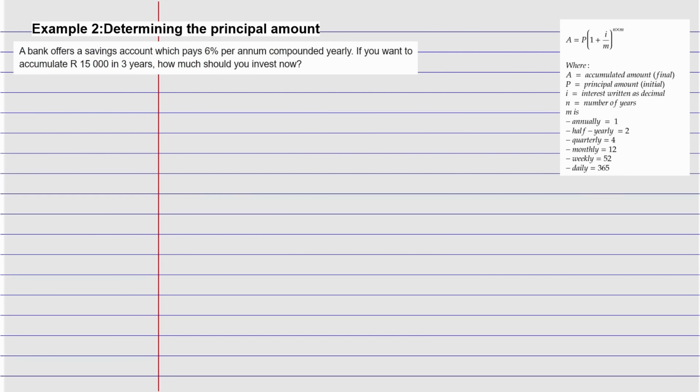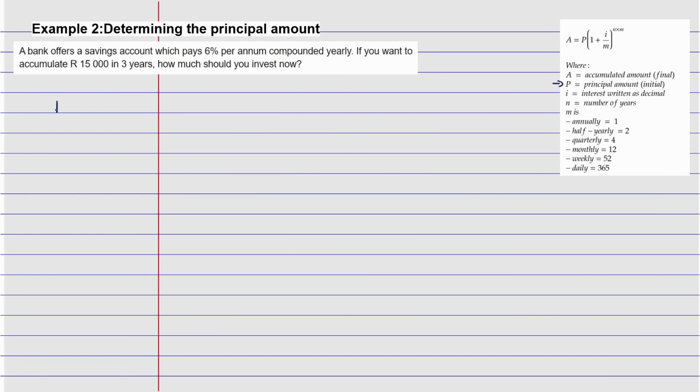So now let's do example 2, where we're determining the principal amount, right? So P is going to be the one that's missing. It says a bank officer's savings account pays 6% per annum compounded yearly, right? If you want to accumulate 15,000 in 3 years, how much should you invest? So now we're looking for P.